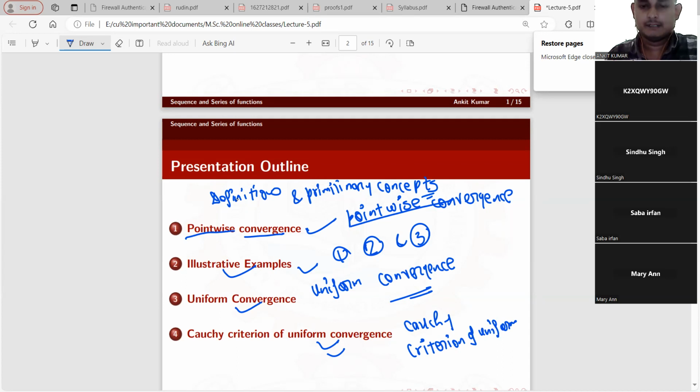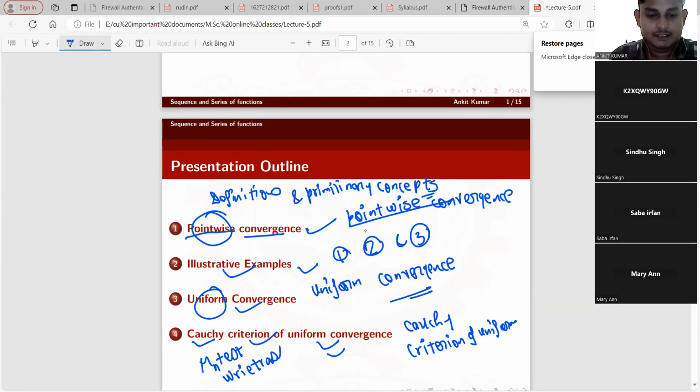First of all, we define the preliminary concepts: what is a sequence, and what is a series of functions? After that, we look at illustrative examples. After that, we define uniform convergence and the difference between pointwise convergence and uniform convergence. And lastly, we define Cauchy's criterion and the Weierstrass M test. After that, we will solve different types of problems.